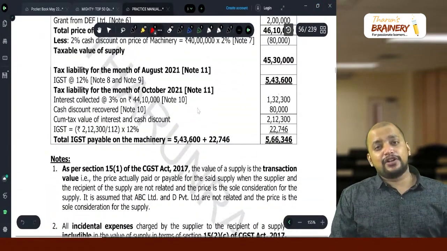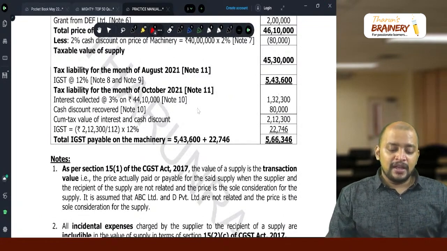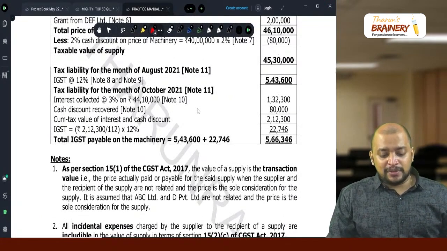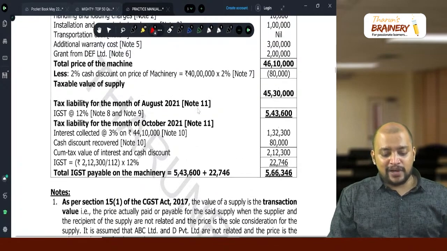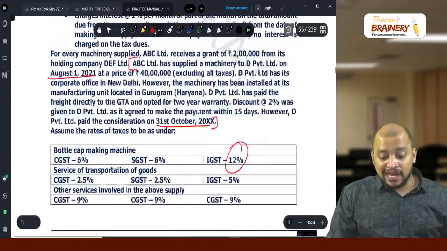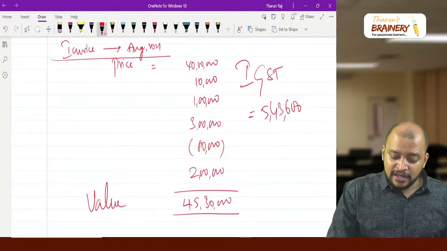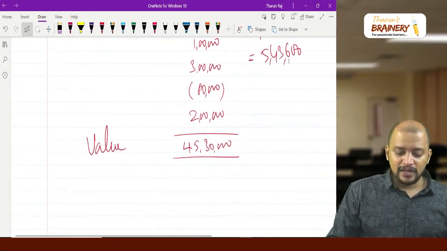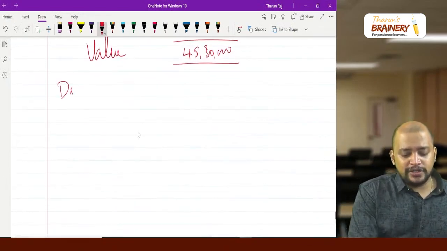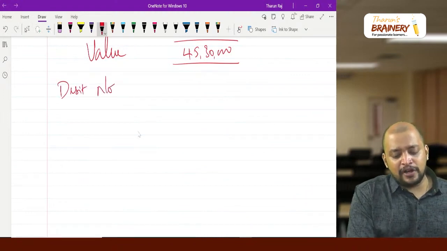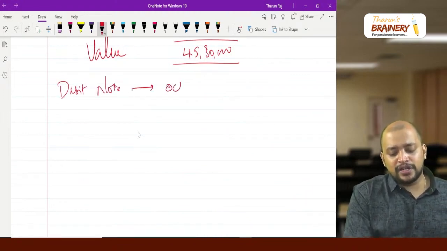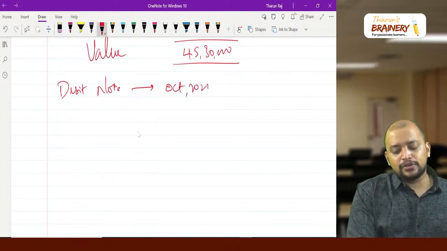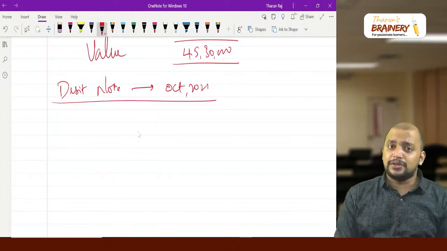Okay. 5,43,600. Now, the tax liability for the month of October 2021, we need to find. Why? Because a debit note is given. So, the debit note is given for which period? The debit note is given for October 2021. For October 2021, the debit note is issued.